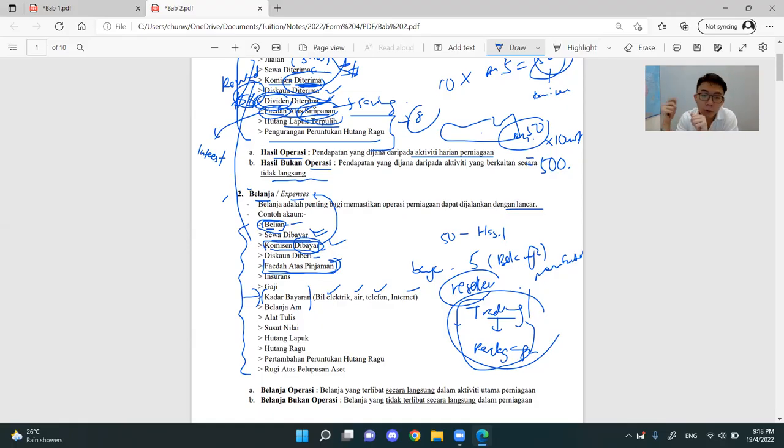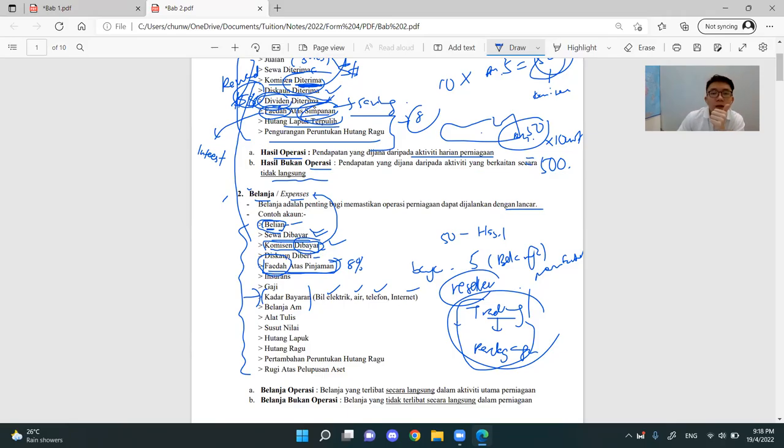When you borrow money from the bank, the bank won't be so stupid to lend you the money for nothing. So the bank will charge something called faedah, the interest. So when the bank lends the money to us, we get the pinjaman, then yearly maybe I have to pay 8% of what I have pinjam.